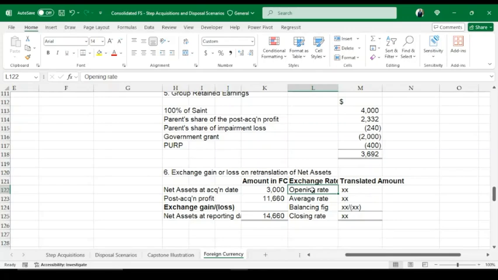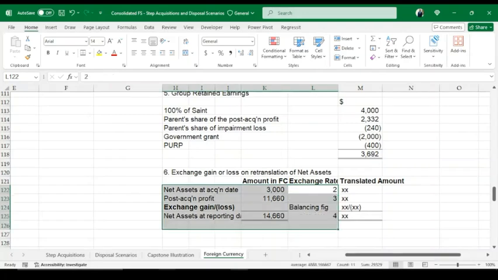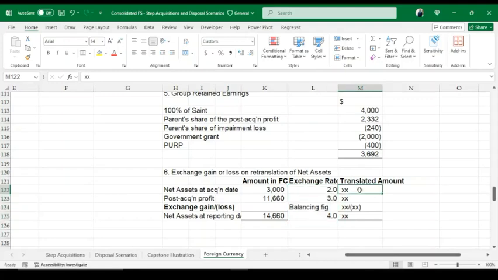Now, what's the opening exchange rate? It is 2. The average is 3. And then the closing is 4. Let me increase it to 1 decimal place. All right, so we are going to translate that. We have 3,000 divided by 2. So we have 1,500. And then I can copy this and paste the results.